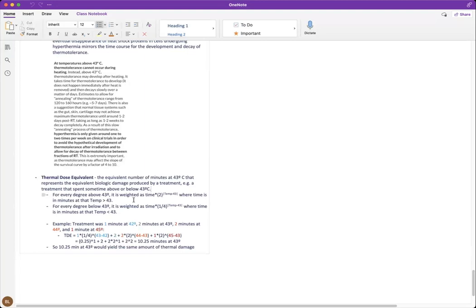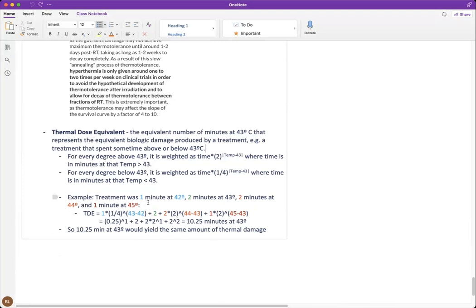And for every degree that you're below 43 degrees, that time is weighted less as 1/4 raised to the temperature difference. So, for example, if I had a treatment that was 1 minute at 42 degrees, 2 minutes at 43 degrees, 2 minutes at 44 degrees, and 1 minute at 45 degrees, what's my thermal dose equivalent? So 42 degrees is below 43, so I'm going to be using this formula.